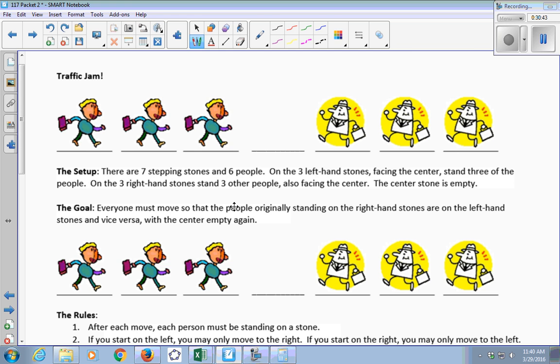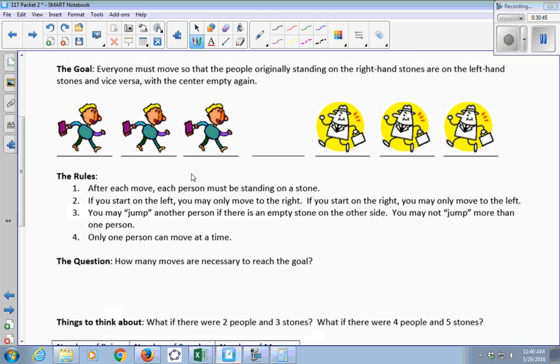The rules for the moves you're allowed to make. After each move, each person has to be standing on a stone. You can't just step off the stones. If you start on the left, you can only move to the right. There's no moving backwards. And if you start on the right, you can only move to the left. You can jump another person if there's an empty stone on either side, but you can't jump more than 1 person. And only 1 person can move at a time. So the question is, how many moves are necessary to reach the goal?